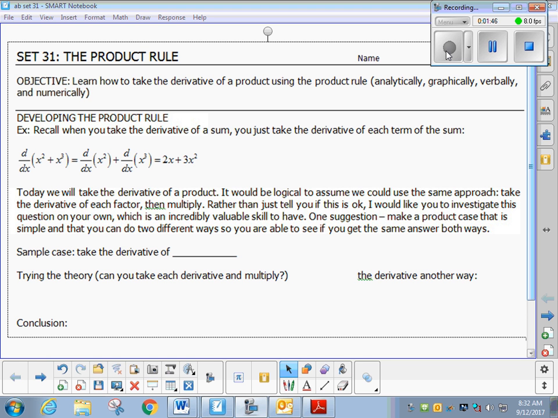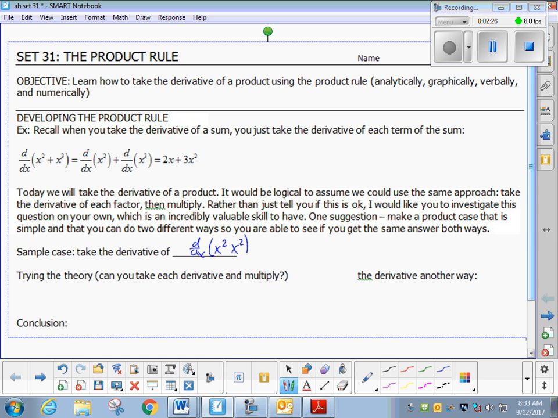I want you to make up some kind of product problem, really simple and clean, that you could do some other way, and compare what we're talking about with it and say, does that give me the right answer? So let's talk about it together. What would be a really simple product you could take the derivative of? Give me something really clean. Throw it out there. X squared times x squared. Okay, say we wanted to take the derivative of x squared times x squared.